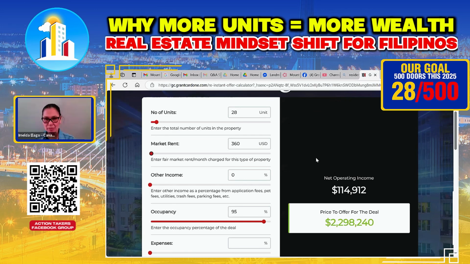7 million, sasabihin sa atin ng bangko, you are now qualified for refinancing. Okay? Refinancing. How much is it? 70% of 7 million. 4.9. So you can take away 4.9 from 7 million. 2,100,000 is available to take out.